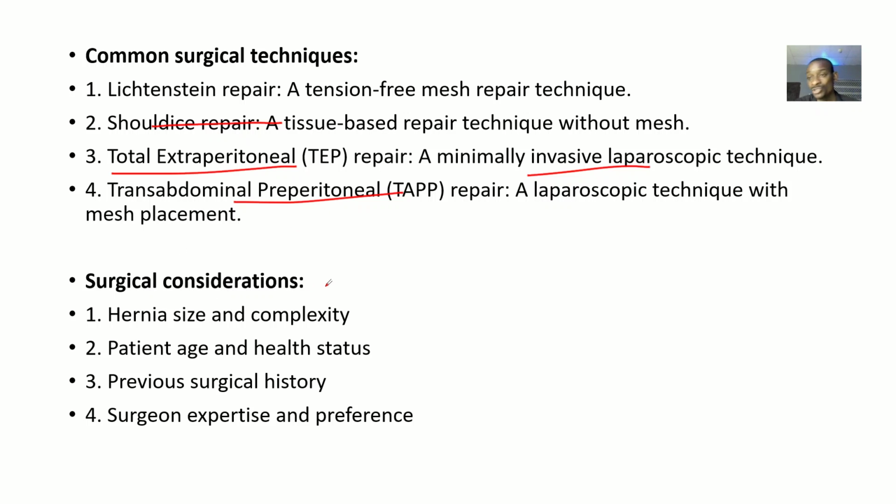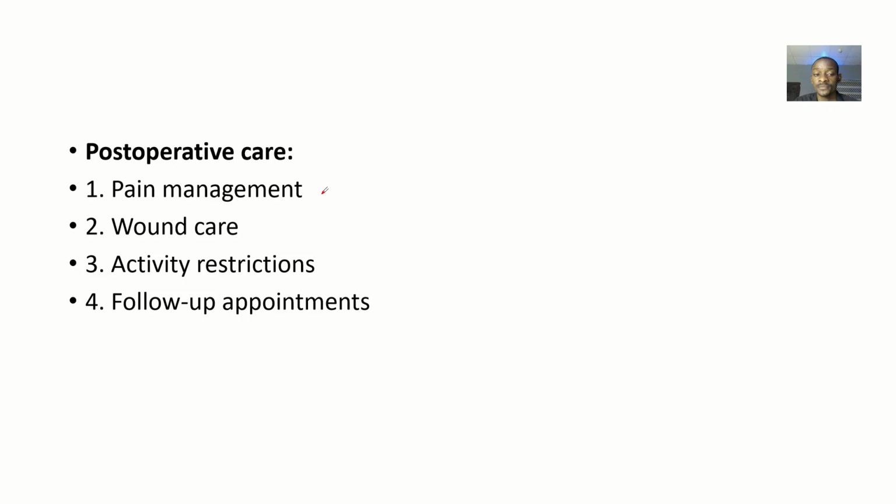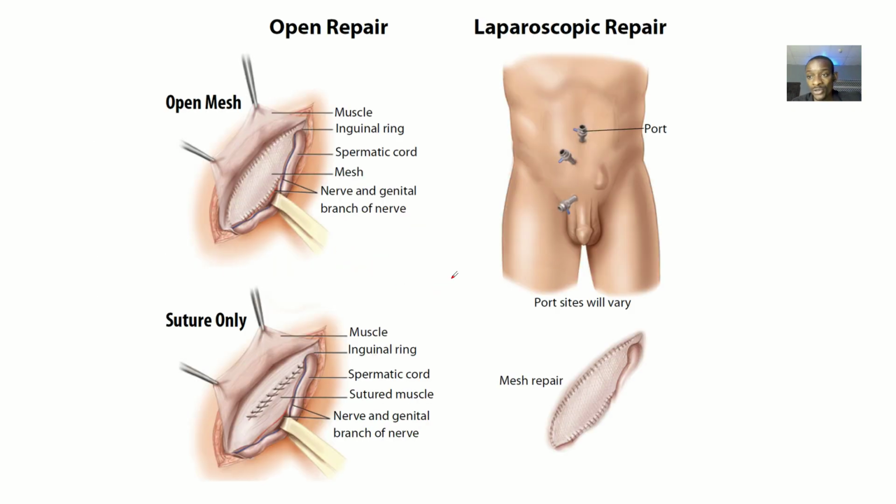Then surgical considerations now. Some things you want to consider before opting for the surgery. You want to look at the hernia size and complexity. They also want to look at the patient age and health status. Okay. Then you want to look at the previous surgical history of the patient. They also want to look at the surgeon expertise and preference. Okay. Then post-operative care. You want to do pain management, wound care, activity restrictions, follow-up appointments, and all that, all right?